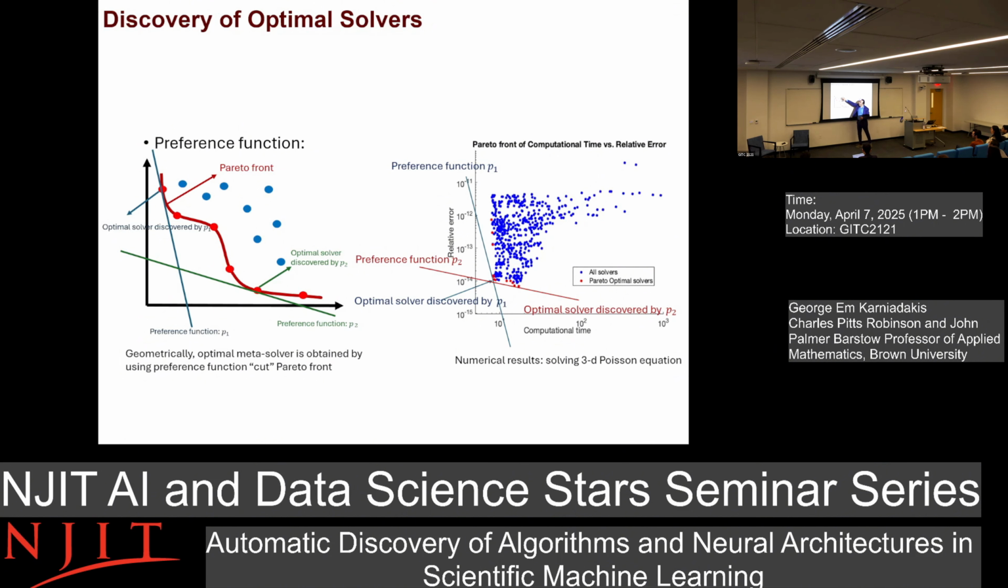So remember, we have all these choices because you parameterize all the solvers and all the parameters for the neural architectures and so on. And you find the Pareto front. So that's a lot of work to do, but let's say we do that. Now I said, if you have a certain, let's say, preference function P1, you intersect the Pareto front, the orange line, with that surface, so that gives you a unique point, and that's really the solution. So this is the optimal solver discovered by P1.